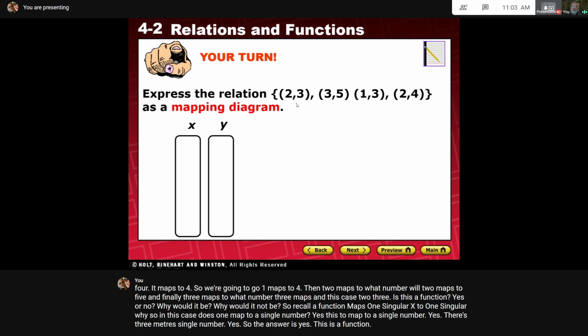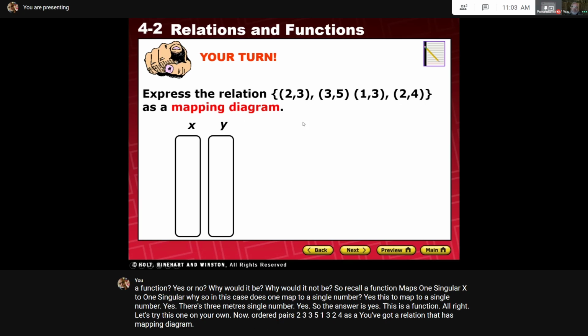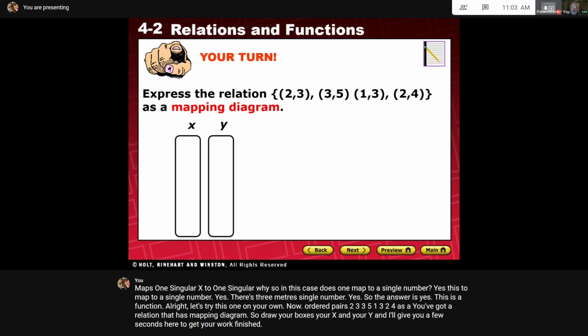All right, let's try this one on your own now. You've got a relation that has the ordered pairs 2, 3, 3, 5, 1, 3, 2, 4 as a mapping diagram. So draw your boxes, your x and your y, and I'll give you a few seconds here to get your work finished.